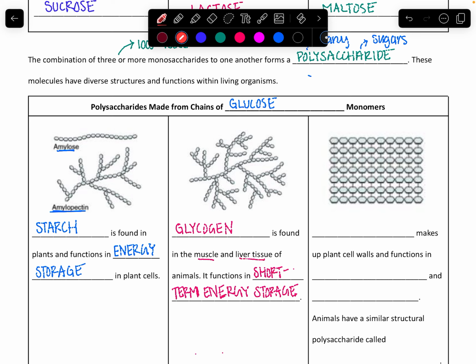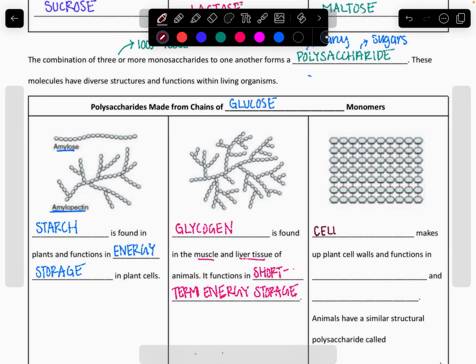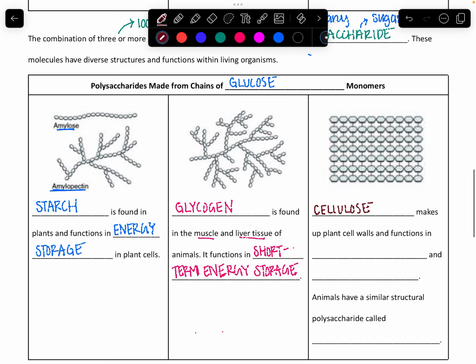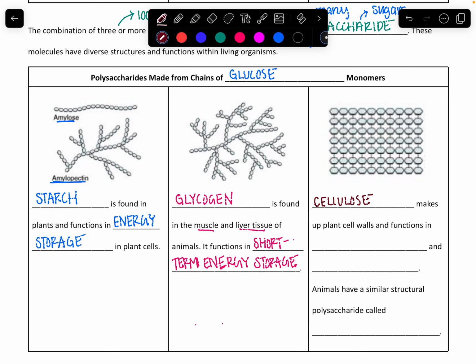And then finally, we have cellulose. And cellulose is going to be a carbohydrate that we cannot actually digest, but we do take it in through our diet. We usually think about it as dietary fiber. It makes up our plant cell walls, so it gives our plants a ton of structure as well as strength.